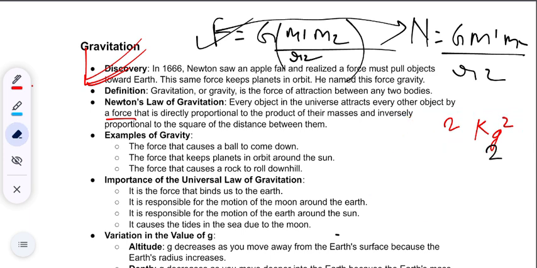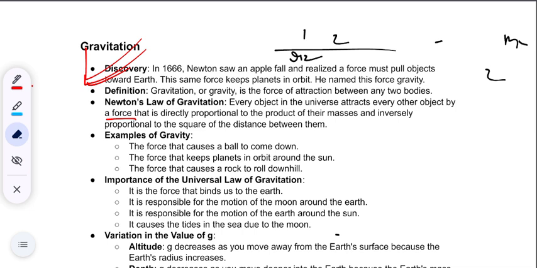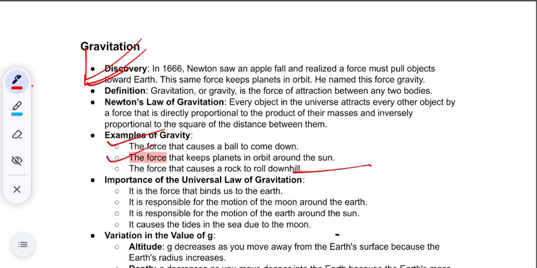Examples of gravity. What are the examples of gravity? See, it is the force that causes a ball to come down. Yes, gravity. A force that keeps planets in orbit around the sun. Yes, gravity. A force that causes a rock to roll downhill. Yes, here also gravity played a role.